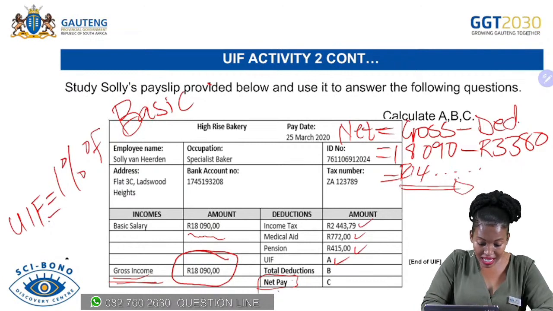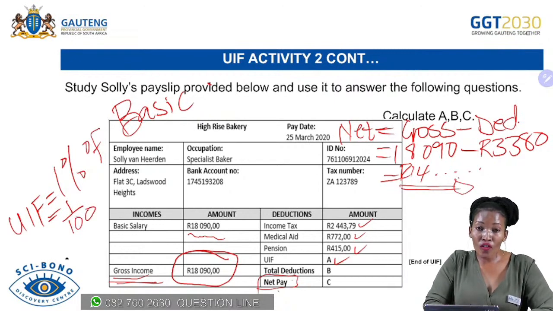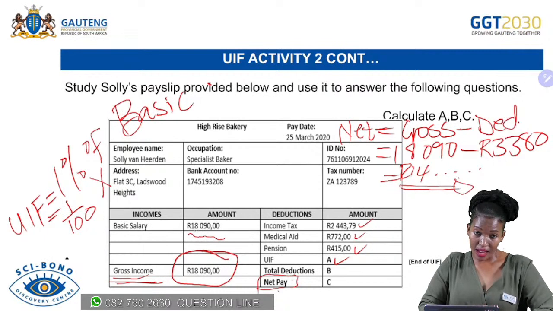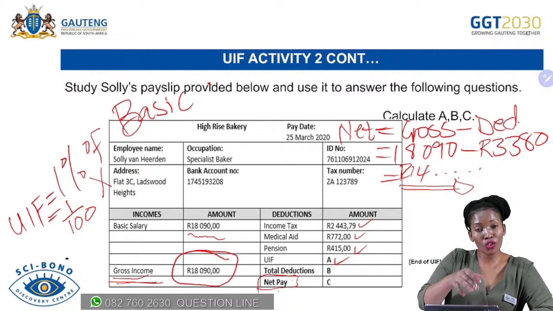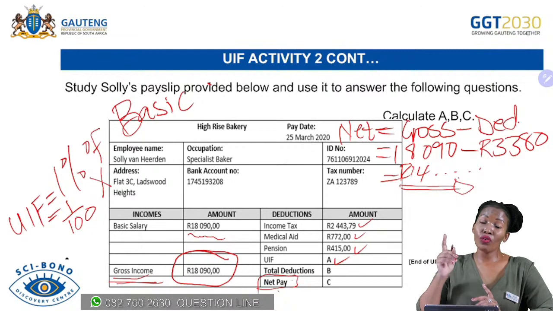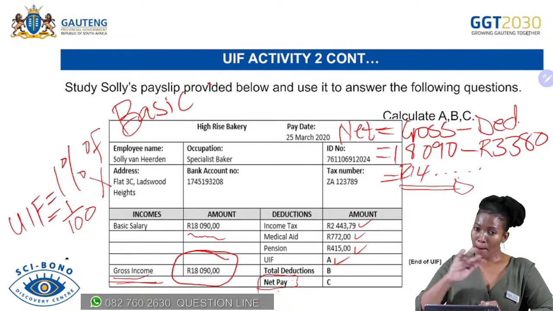What is 1%? 1%, I like to write it as 1 over 100. What is the meaning of "of"? "Of" means times by our basic. Remember, in this case, our basic and gross are the same. So whether you say UIF is 1% of your basic or 1% of your gross, it doesn't matter. But in a case where you have allowances, overtime, UIF will always be 1% of your basic.